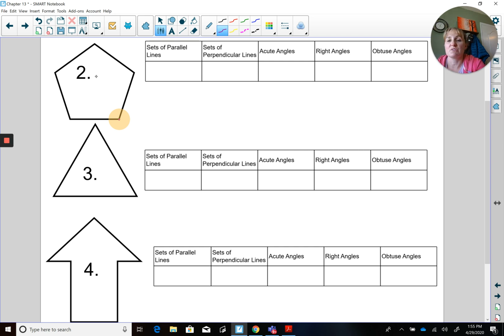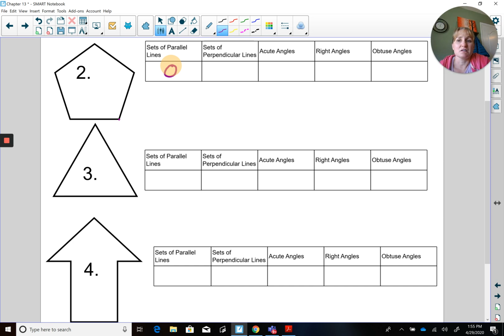This line is not parallel to either one of those 2 because they intersect. And if I were to do that with every single one, we're going to run into the fact that there are absolutely no parallel lines. Now, sets of perpendicular lines. I know a lot of people want to look at this and go, well, there's no parallel, so that means they all have to be perpendicular. But are they? Remember, perpendicular lines must make a perfect 90-degree angle where they intersect.